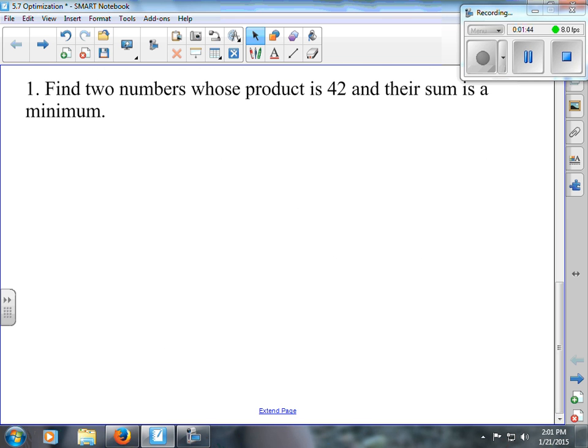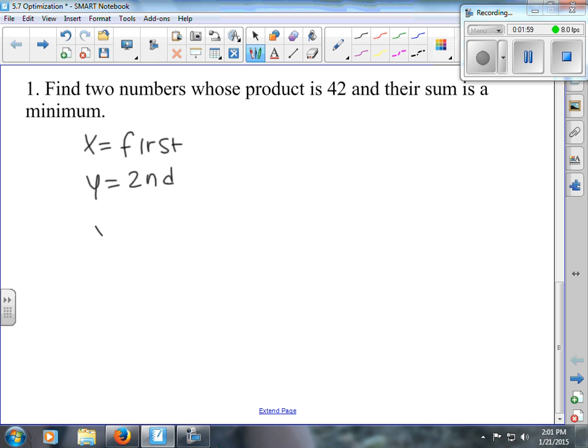The first one is very simple, and it requires no picture. So it says find two numbers. I'm going to call the first number x, and the second number is going to be called y. The product of x and y is 42. Now I want their sum to be a minimum. So I'm going to write an equation called S for sum, and sum equals x plus y. So this is my primary, because this is the equation that I want to have the minimum or the maximum of.